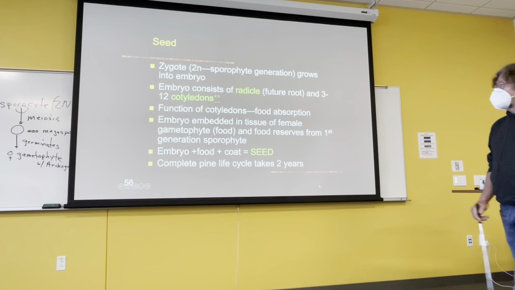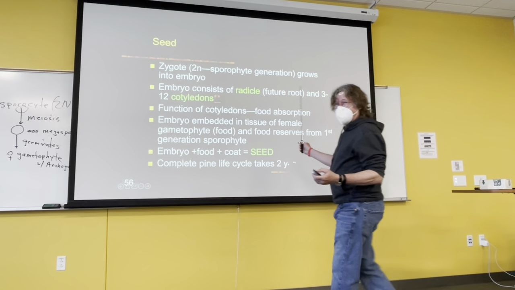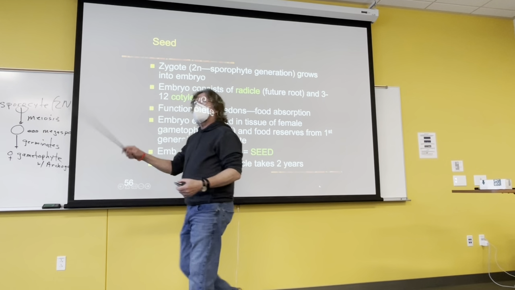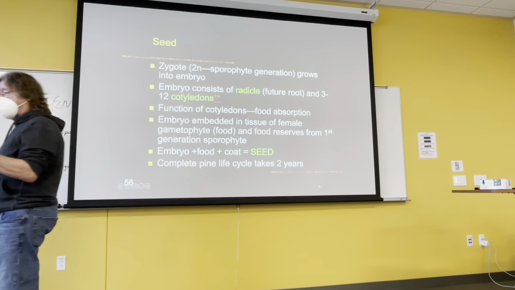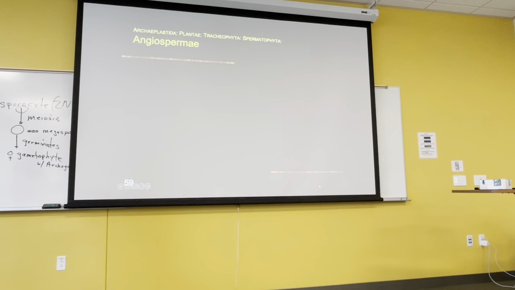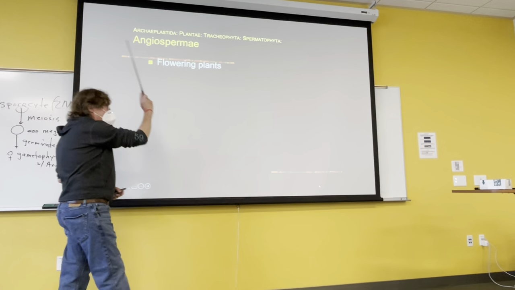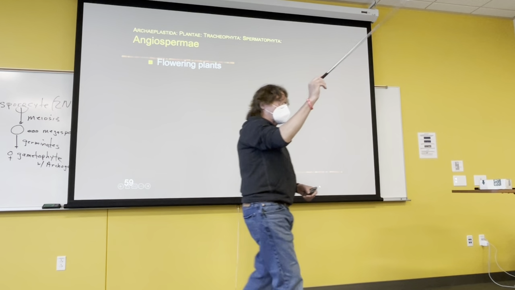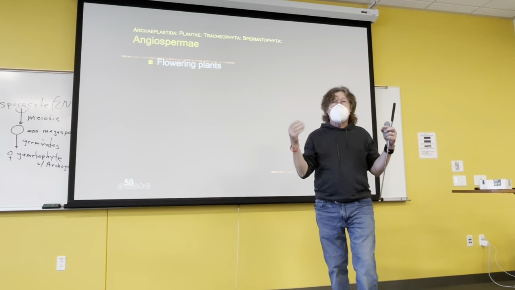Can't see. Okay. All right, any questions on that? So you see, this is still alternation of generations. Now, for the next, Spermatophyta is Angiospermae, okay? And I'm not gonna draw the phylogeny, but you guys should be able to do this.